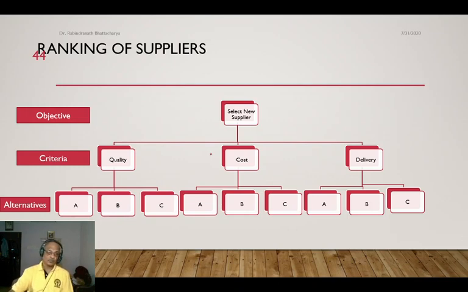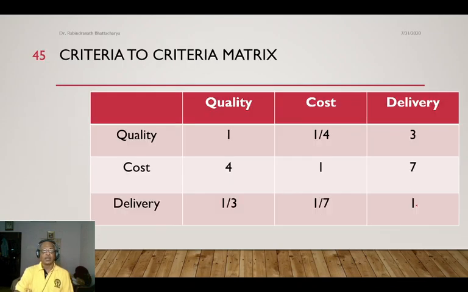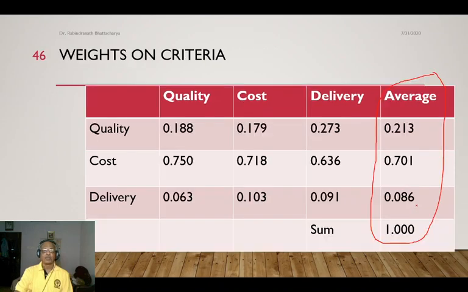So for each criteria, it has got an effect on 3 suppliers, and for cost also it has an effect on 3 suppliers, and delivery has also got certain weightage on 3 suppliers. Now out of that, I'll have to select, rank the suppliers. So first of all, as explained, for criteria you will have to find out the matrix, and you take the average value and you get the eigenvector. So 21.3% for quality, cost is 70% and delivery is 8.6%.